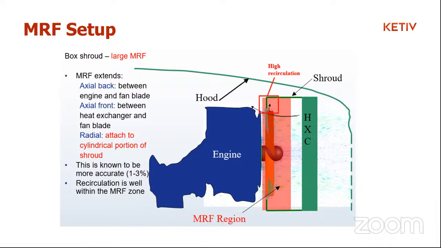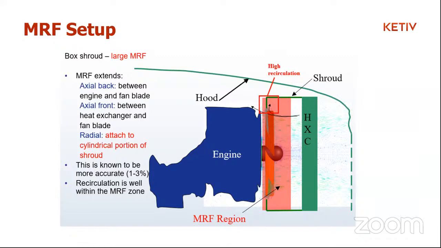So a good recommendation is to make sure that it is as big as possible. And in this case, I would extend it to touch the shroud. Why? Because if it is any less in height, I mean, if it doesn't touch the extent of the shroud, then you have a small zone over here where you'll get high recirculation. So you want to avoid those sorts of inaccuracies.